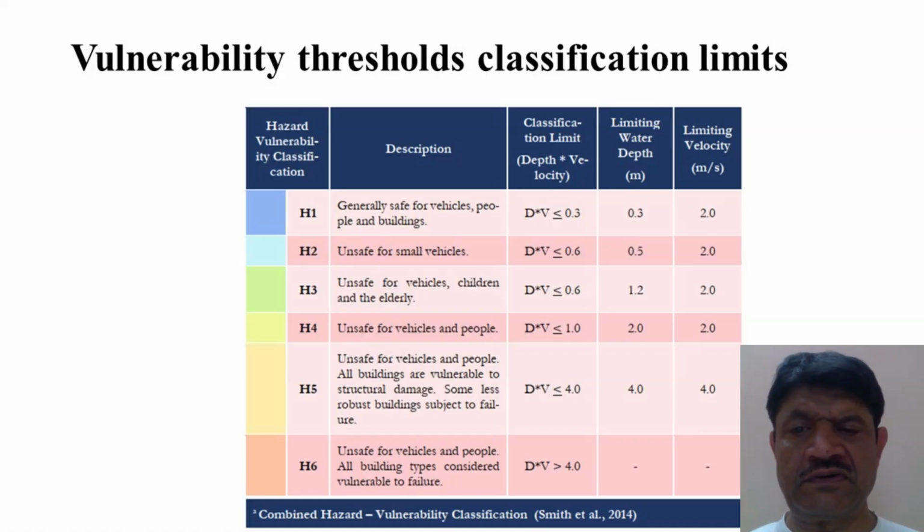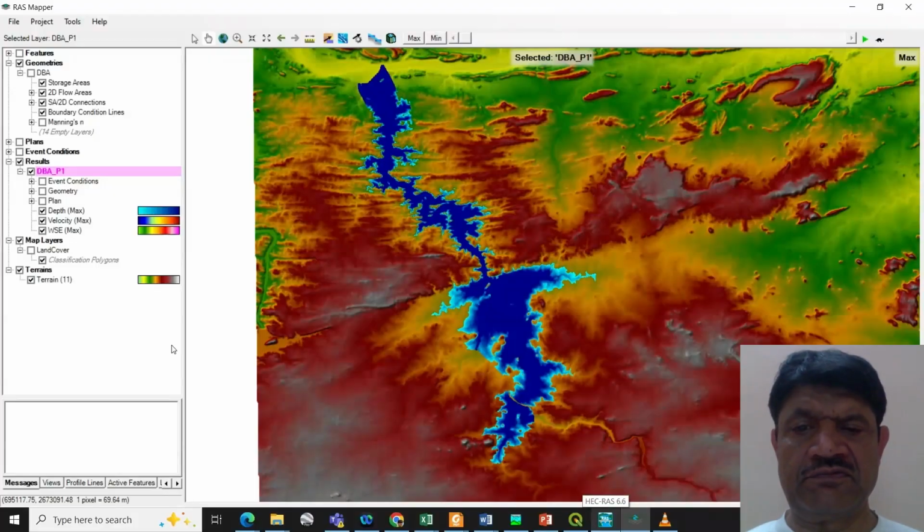Now, using these sets of curves and conditions given in the table, we will write a script to compute the flood hazard map in HEC-RAS using the velocity and depth map already generated in HEC-RAS by the dam break analysis. So, let's start. First of all, in RAS Mapper, where our dam break analysis results are already available, we will select the results and our saved plan. Here it is DBA_P1.